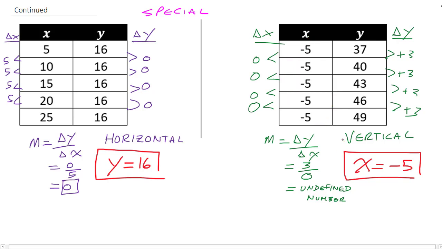All right, so those are the other two you have to watch out for, horizontal and vertical lines. Remember, horizontal lines always have slopes that are 0. Vertical lines always have undefined slopes.